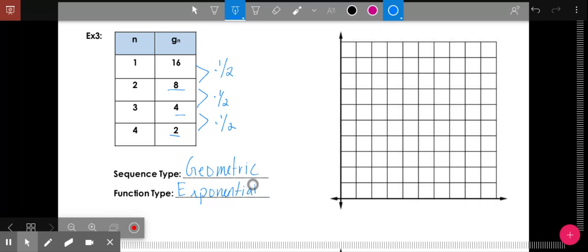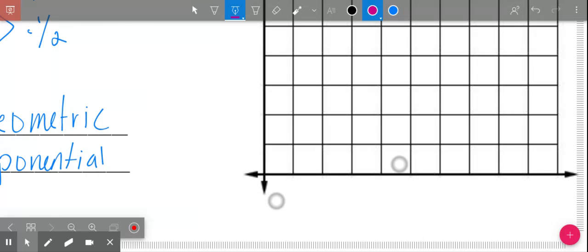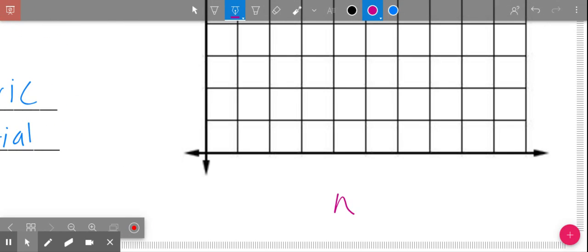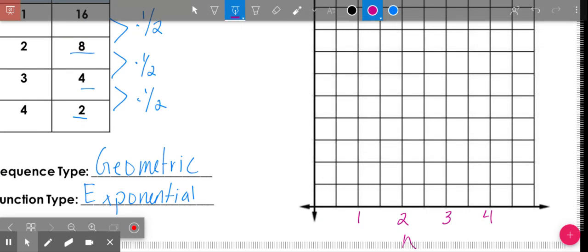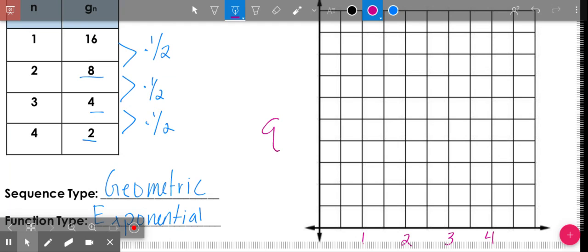So looking at this, we're going to go ahead and get our graph set up. Our x-axis is going to be the n. So we have 1, 2, 3, 4. And my y-axis is going to be, if we look at that, g sub n. And remember, that g up there better match geometric. Anytime we have a g sub n, it's going to be a geometric. So before you even found the pattern, you already know it's going to be geometric. So my pattern is 1/2, but it's difficult to go up by 1/2, so we're going to go up by 2s.